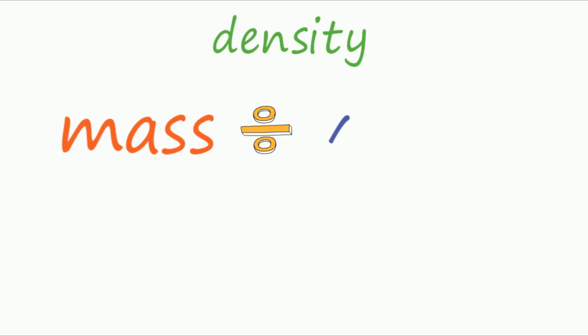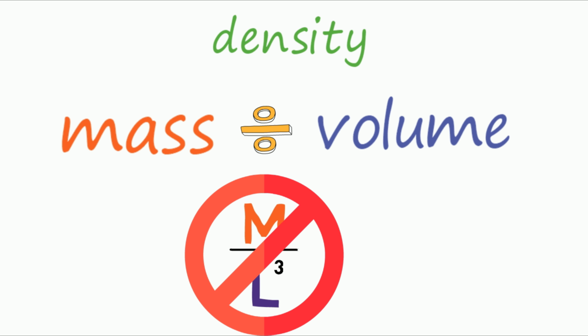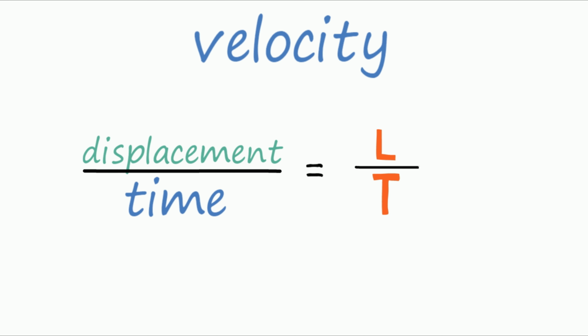The expression for density is mass by volume, so it becomes M by L cube. But in dimensional formulas we do not use fractions, so we have to convert it to M times L to the power minus 3. Velocity. Velocity is the change in displacement in some time, that is length per unit time, and just by replacing the formula with the dimensional variables we get L times T to the power minus 1.